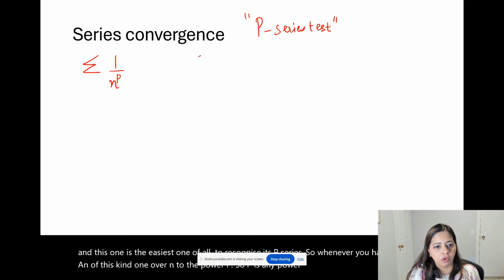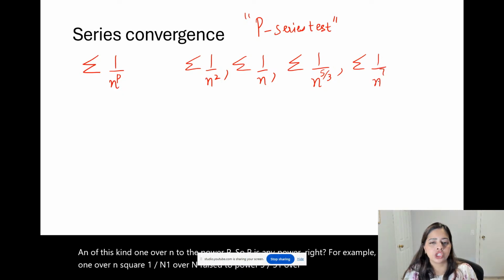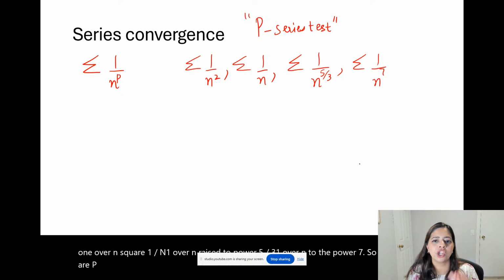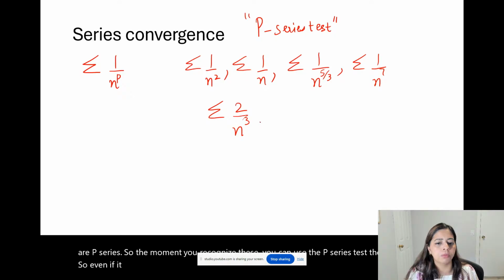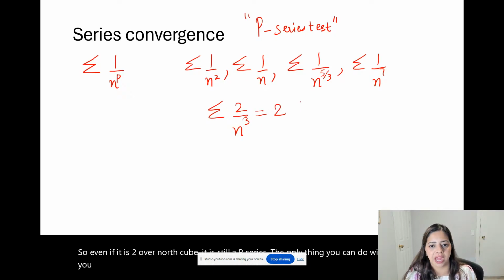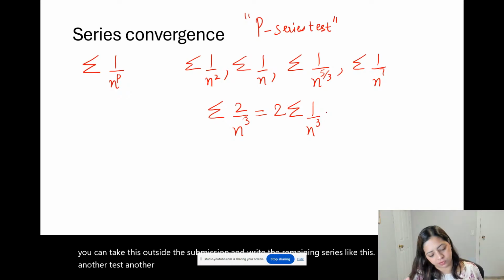For example, you have 1 over n squared, 1 over n, 1 over n raised to power 5 over 3, 1 over n to the power 7. All of these are P series. So the moment you recognize these, you can use the P series test there. Even if it is 2 over n cubed, it is still a P series. The only thing you can do with this 2 is take it outside the summation and write the remaining series like this.